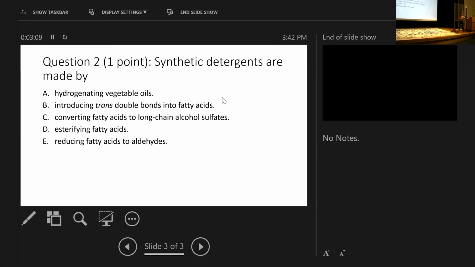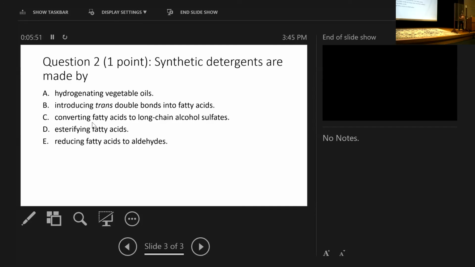Good, last question for today. Synthetic detergents are made by? All right, looks like that's it. Good, so all 5 of these are things, but basically what we covered was we said that you take triglycerides and you reduce them with that copper chromite or whatever it was. In so doing, you reduce the carboxylic acid groups to alcohols, long chain alcohols. And then we treat those with sulfuric acid, followed by a weak base to get you a long chain alcohol sulfate. So I think the best answer is C.